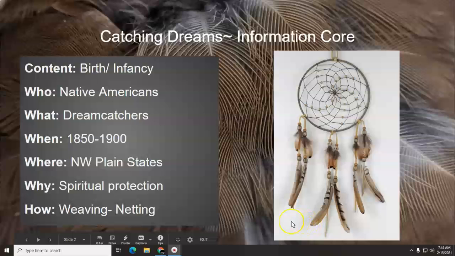So just reviewing our information core, our content is birth and infancy. The culture we're speaking about is Native Americans. We are making dream catchers. The time period we're focused on is 1850 to 1900, and the location is the Northwest or Great Plains states. The dream catchers were made for spiritual protection, and the process is a weaving process known as netting.